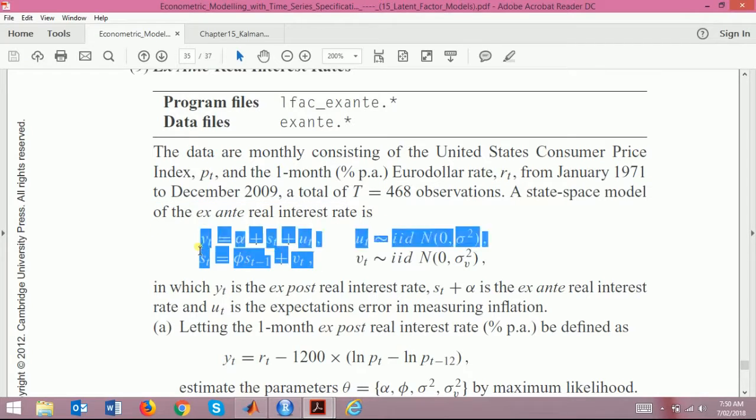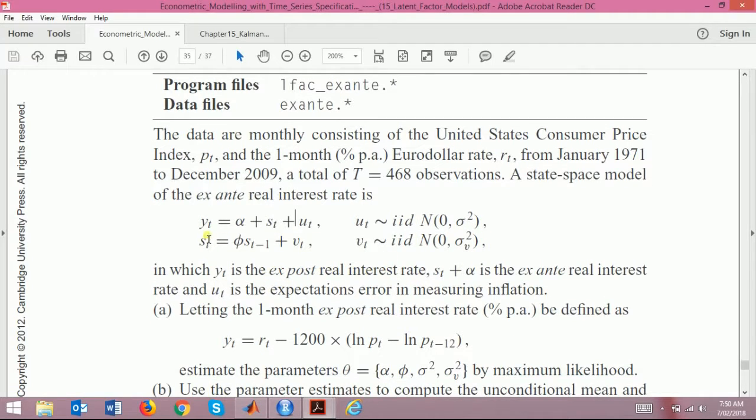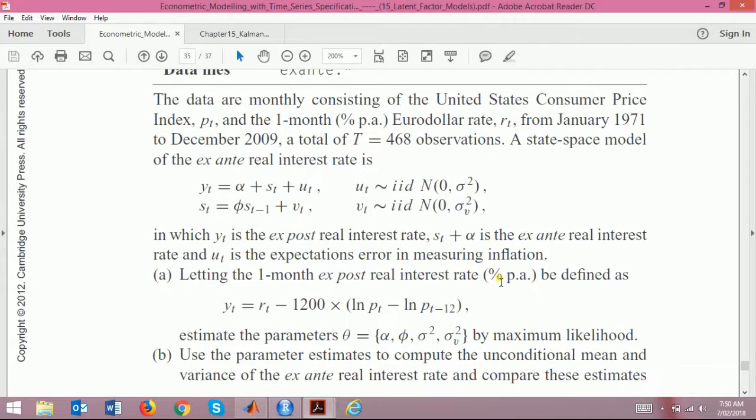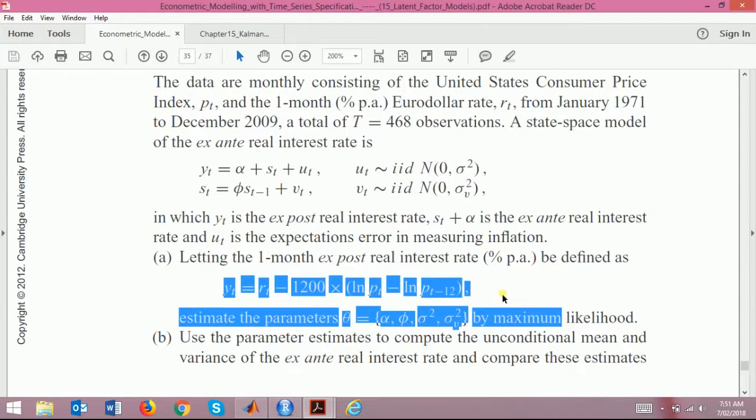So this is the state space model. Again, there is no autoregressive term. There is no lambda because we don't want lambda. As I just told you, we want Q, in which y is the ex post real interest rate, which is realized. S_t plus alpha is the ex ante real interest rate, which we will forecast. U_t is the expectation error in measuring inflation. The ex post real interest rate is specified with this equation.